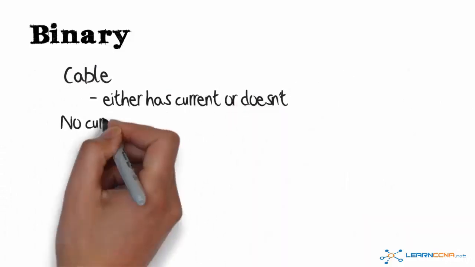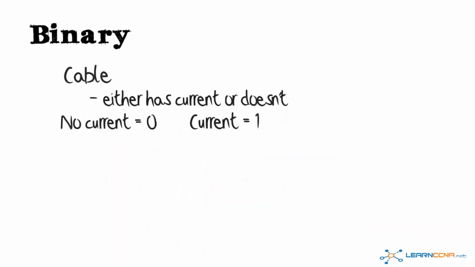So to help you understand binary, let's use the following analogy. Imagine a cable. That cable can either have current or not have current. So when there's current on the cable, that equates to a 1. When there's no current, that equates to 0. So a single cable can have one of two states. It can either have current or not have current. When current is applied, the value would be 1, and when no current is applied, the value would be 0.